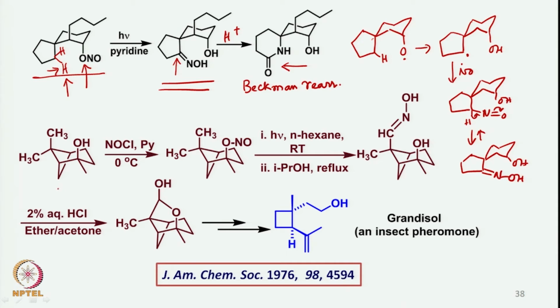In a similar fashion, like one of the previous examples I took, we take this OH group here, use nitrosyl chloride and pyridine to convert this particular OH group into the ONO part of it, and then photolyze it. Eventually this particular hydrogen can be converted to the corresponding oxime, and this oxime can be hydrolyzed from here to the corresponding aldehyde. That aldehyde will exist as this lactol.